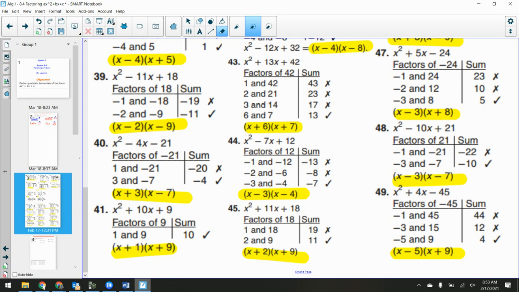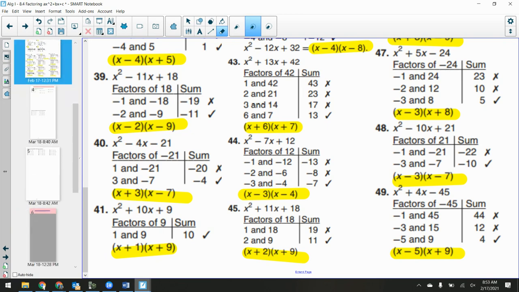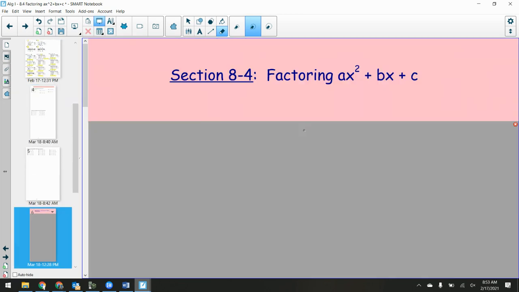What we're going to look at today is when we change that to be a number. What we're going to look at today is when we say, okay, what if I've got ax squared plus bx plus c? What if there's a number out front?